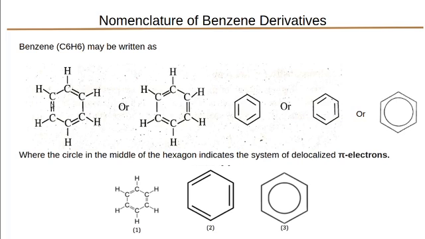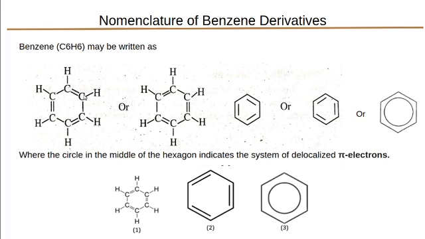Then there are 3 double bonds and there are 3 single bonds. They are alternatively arranged in this way. So one of the ways to represent benzene is this. Then we can alternate the double bond and single bond.